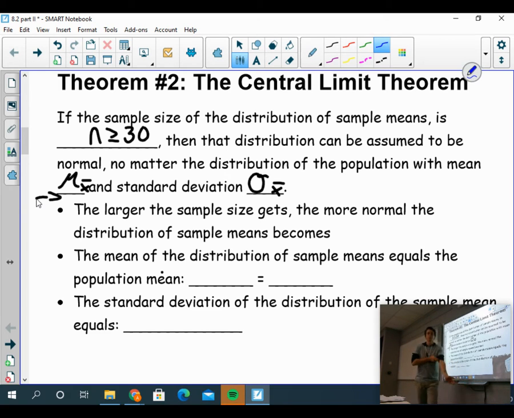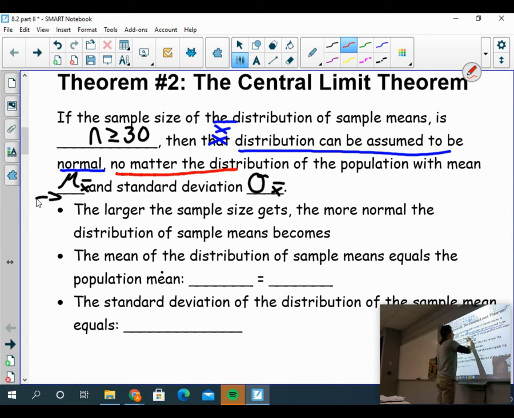Here's what it boils down to. If we know the population is normal, we apply theorem 1, happy days. But if we don't know what's happening with the population, we can look at the distribution of sample means, and if our sample size is bigger than 30, then the distribution of sample means can be assumed to be normal. This guy over here, if the sample size is greater than or equal to 30, can be assumed to be normal, no matter the distribution of the population.